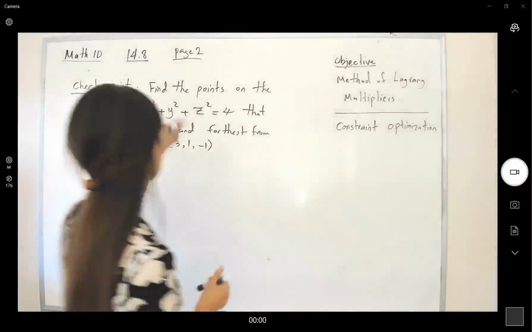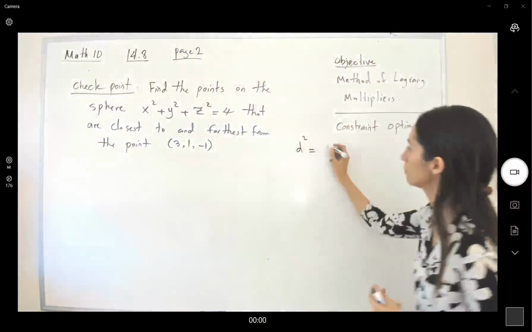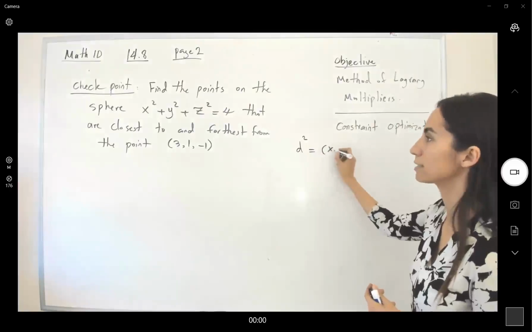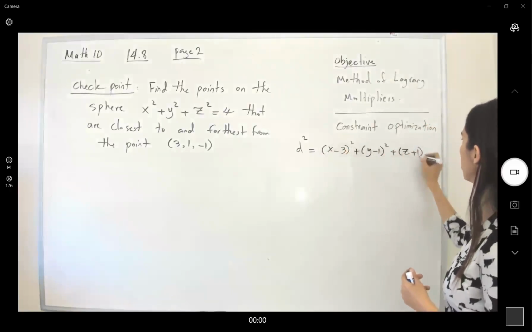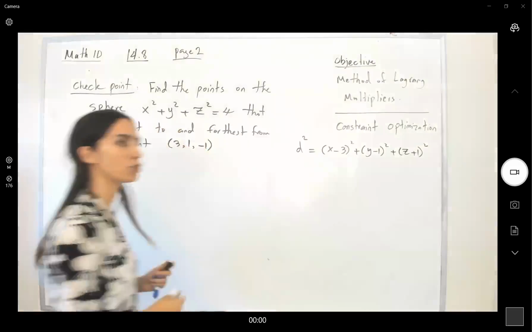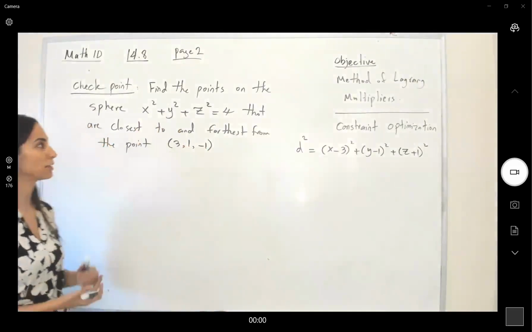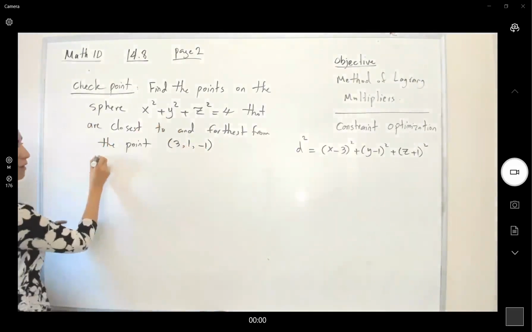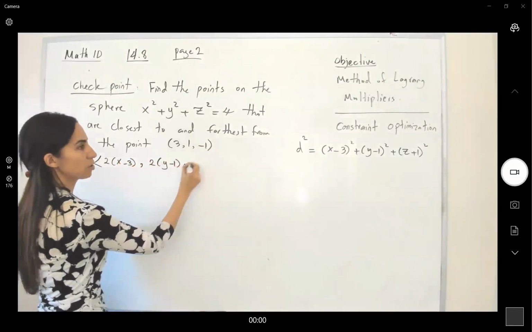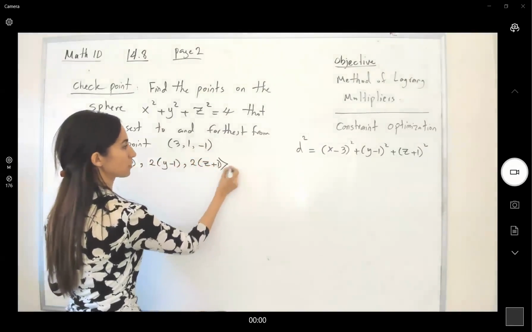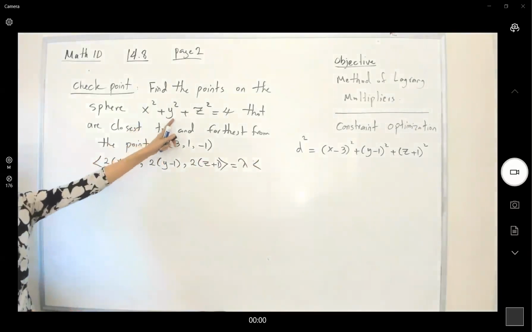Very well. So first of all, we have the distance function. The distance function, d squared. Now we define it for simplicity. D squared is equal to (x minus 3) squared plus (y minus 1) squared plus (z plus 1) squared. Very well. In the Lagrange multiplier method, we need to set the gradient of our function equal to lambda times the gradient of our constraint. So the gradient of our function is 2 times (x minus 3), comma, 2 times (y minus 1), comma, 2 times (z plus 1). And lambda times the gradient of g is 2x, 2y, and 2z.